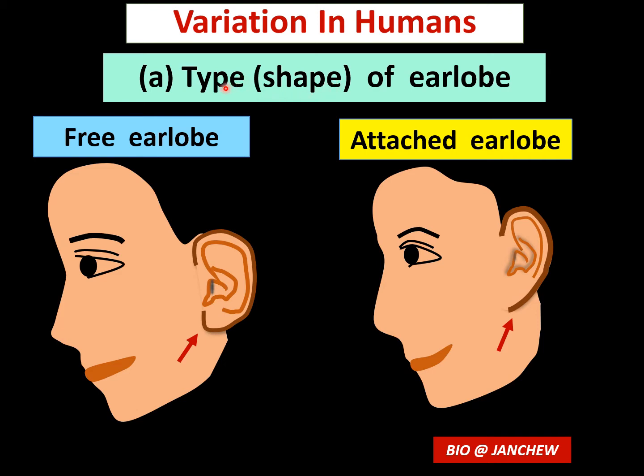The first one is the type of earlobe. Some people have the free earlobe, where there is a piece of the earlobe that hangs downwards freely, and it's not attached to the face, to the neck. Whereas some people have the attached earlobe, where there is no extra piece of the earlobe hanging downwards. Usually most people will have the free earlobe compared to the attached earlobe.